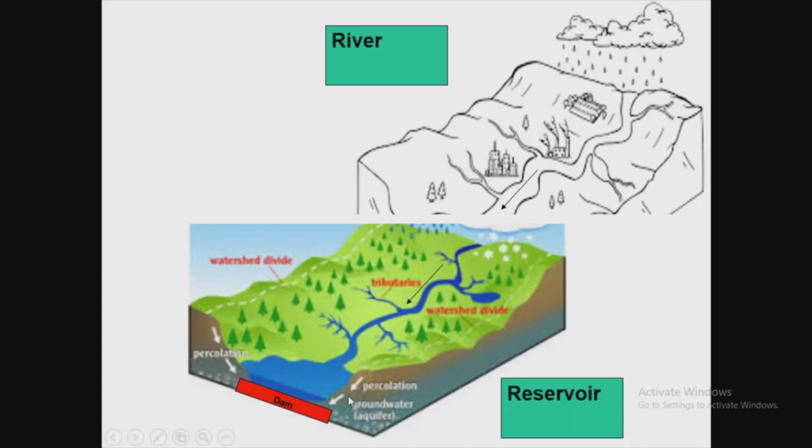You must be seeing the arrow. There will be a ponding, or we can say it's a storage. So storage behind a dam is called the reservoir. It's a pond, or a water body created behind the dam, behind the obstruction on the river. It is called the reservoir.